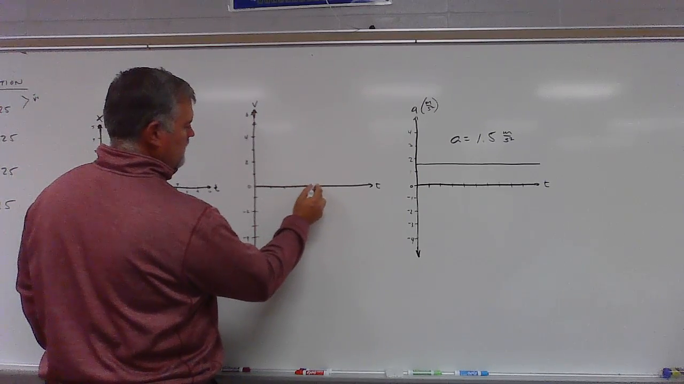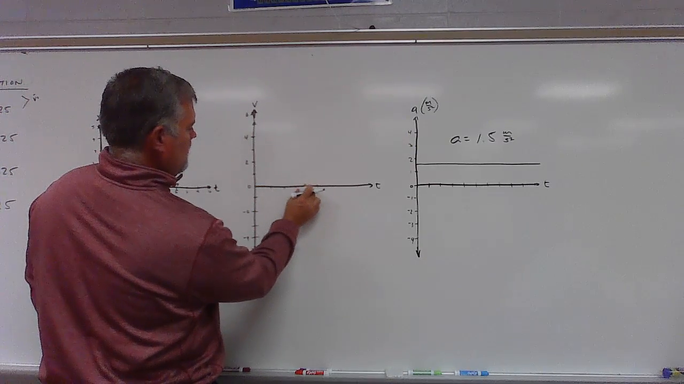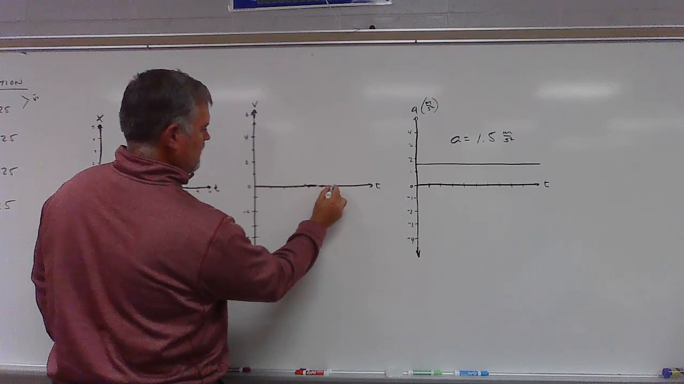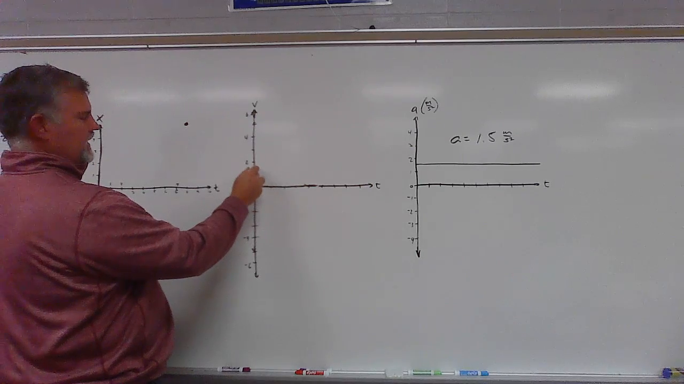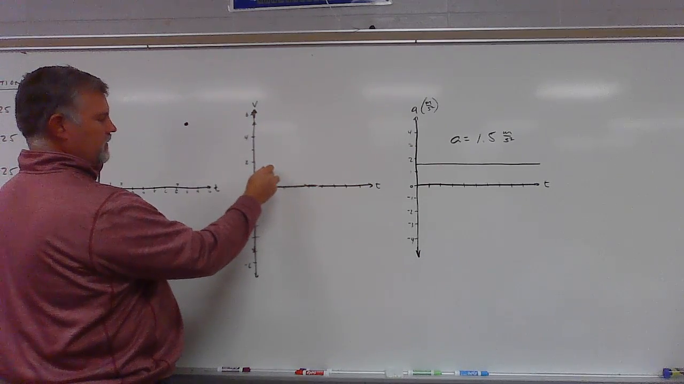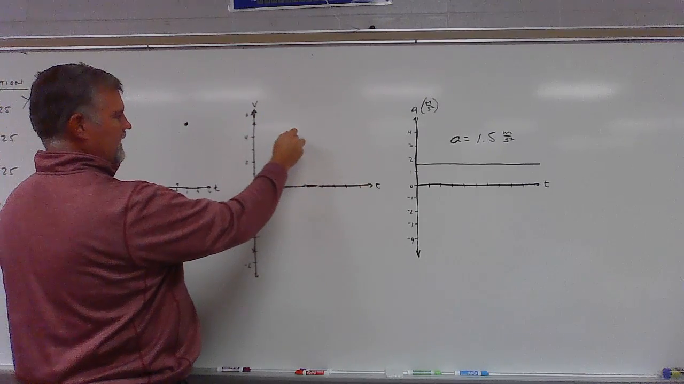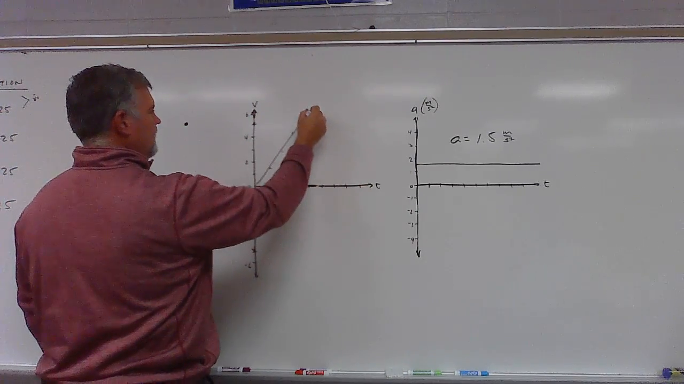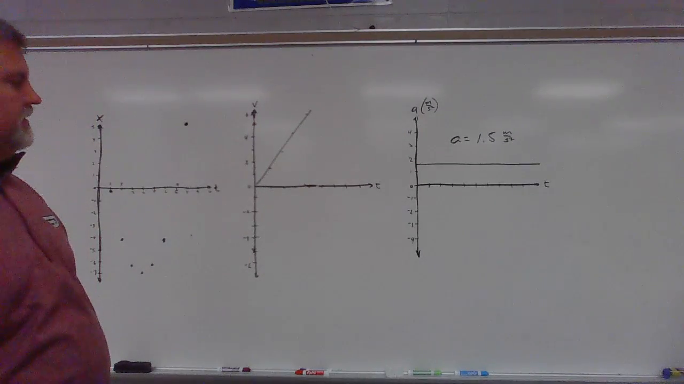So let's see. 1.5 meters per second is here. Per second would be right there. Another 1.5 would take us there. Another 1.5 would take us there. So we'd end up with a line that looked like that if we were starting from rest.